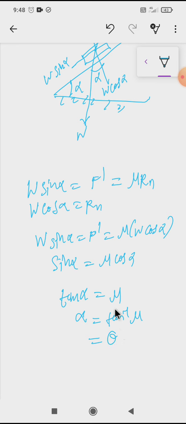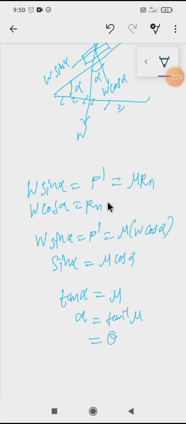The maximum value of the angle of inclination of the plane with the horizontal when the body starts sliding on its own is known as the angle of repose or the limiting angle of friction. So this angle is the same as the angle of limiting friction. So this is an inclined plane.